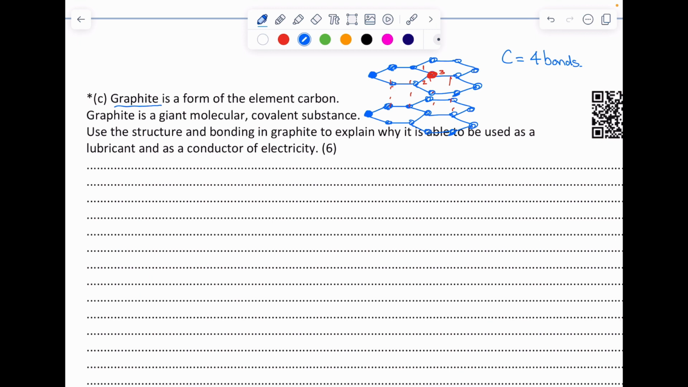And something else to think about is these little red regions in between the layers are weak forces between the layers. So I'm going to suggest you pause the video now, have a go at this question, and then once you've done the question, restart the video and the answers will be there for you to look at.